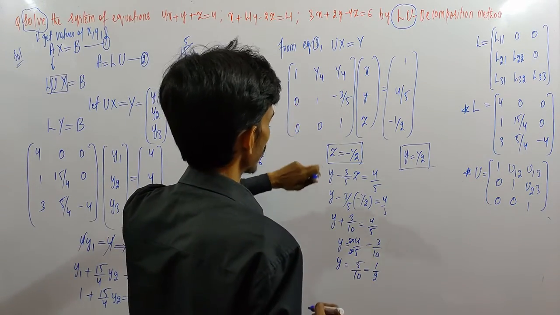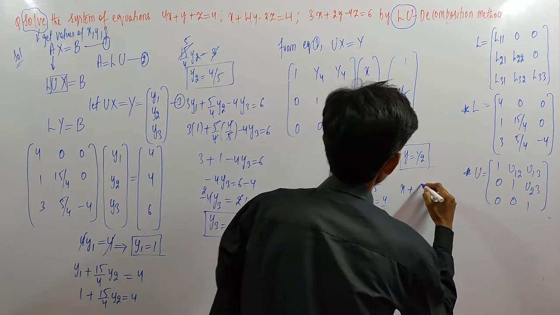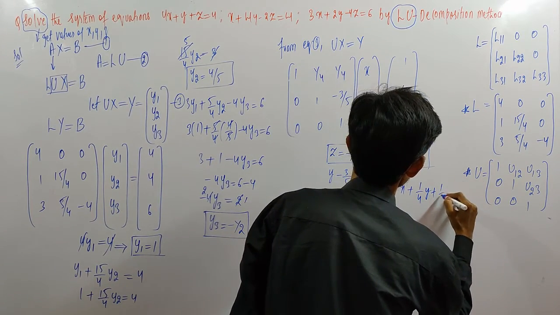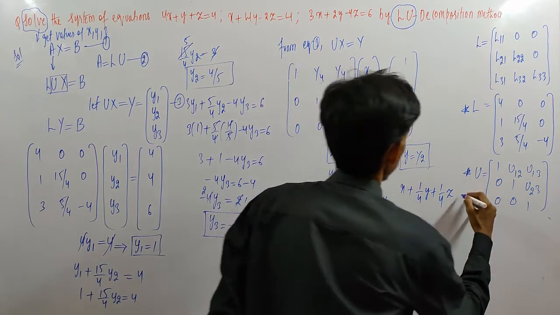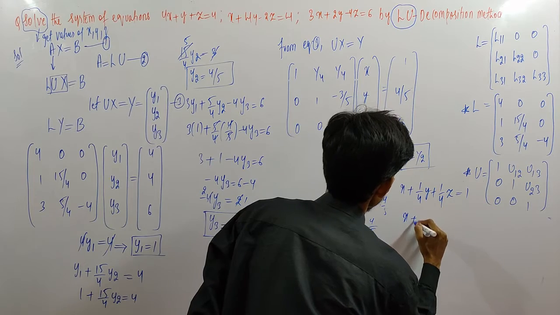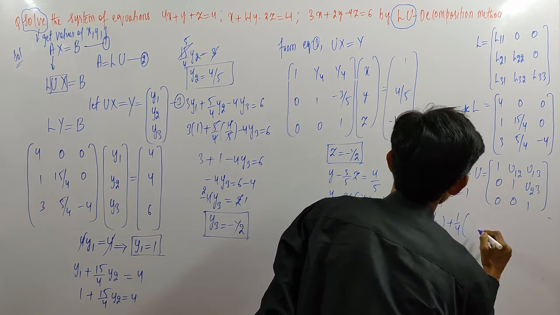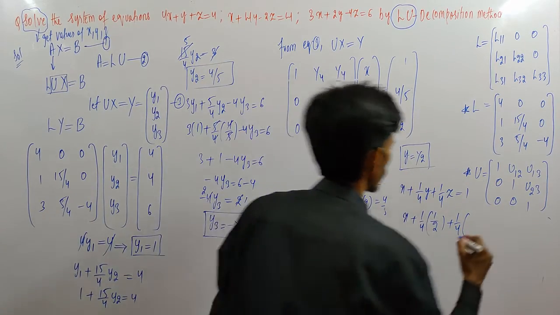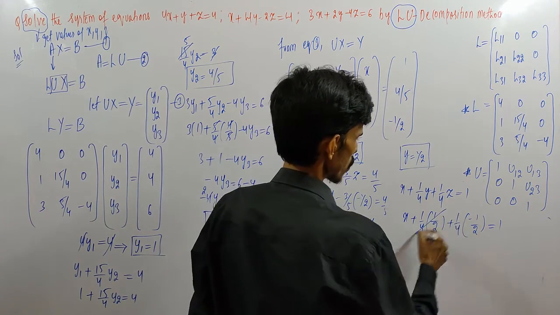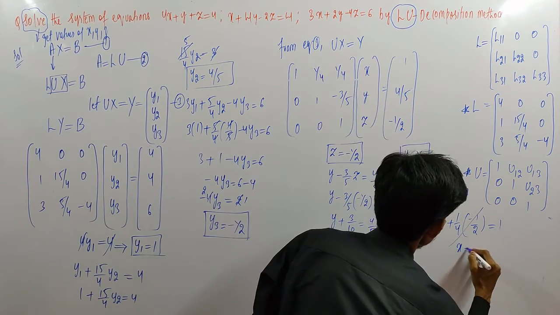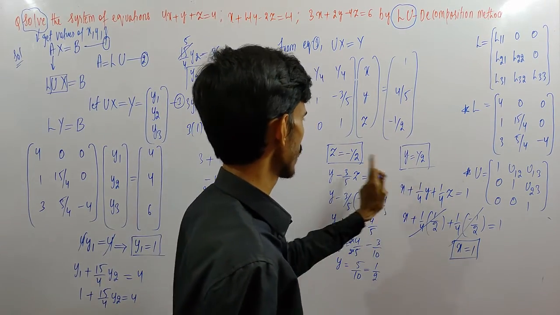Now by backward substitution we have 1 into x plus 1 by 4 y plus 1 by 4 z is equal to 1. We have x plus 1 by 4 into y value, which is 1 by 2, plus 1 by 4 into z value, which is minus 1 by 2. We have 1. Now these two terms will get cancelled. We have x is equal to 1. We got all the values of x, y, z.